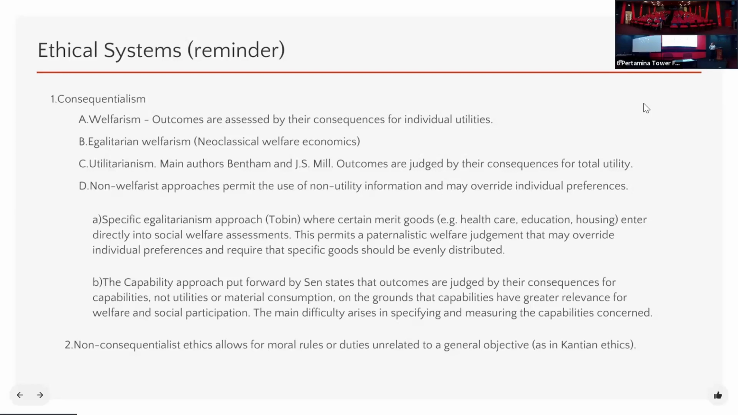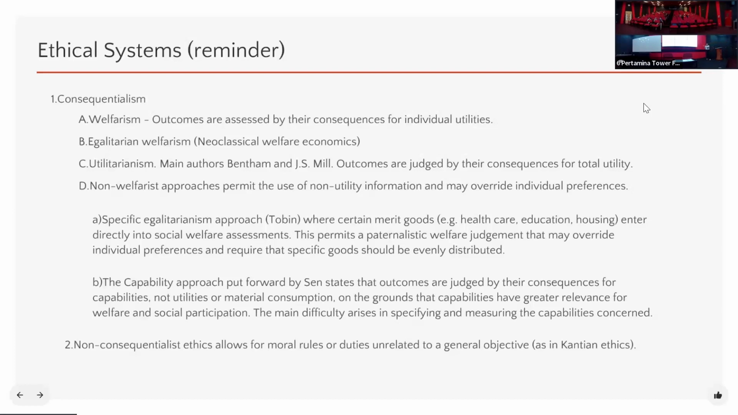There are non-welfarist approaches where there is no utility information, okay? This is specific egalitarianism that means about merit goods, and the capability approach that says that we're not going to include utility information in the social welfare function. What we're going to include in the social welfare function is going to be the capabilities, because the set of capabilities are going to give us functioning, okay? So that's what matters. However, it's very difficult to approach.